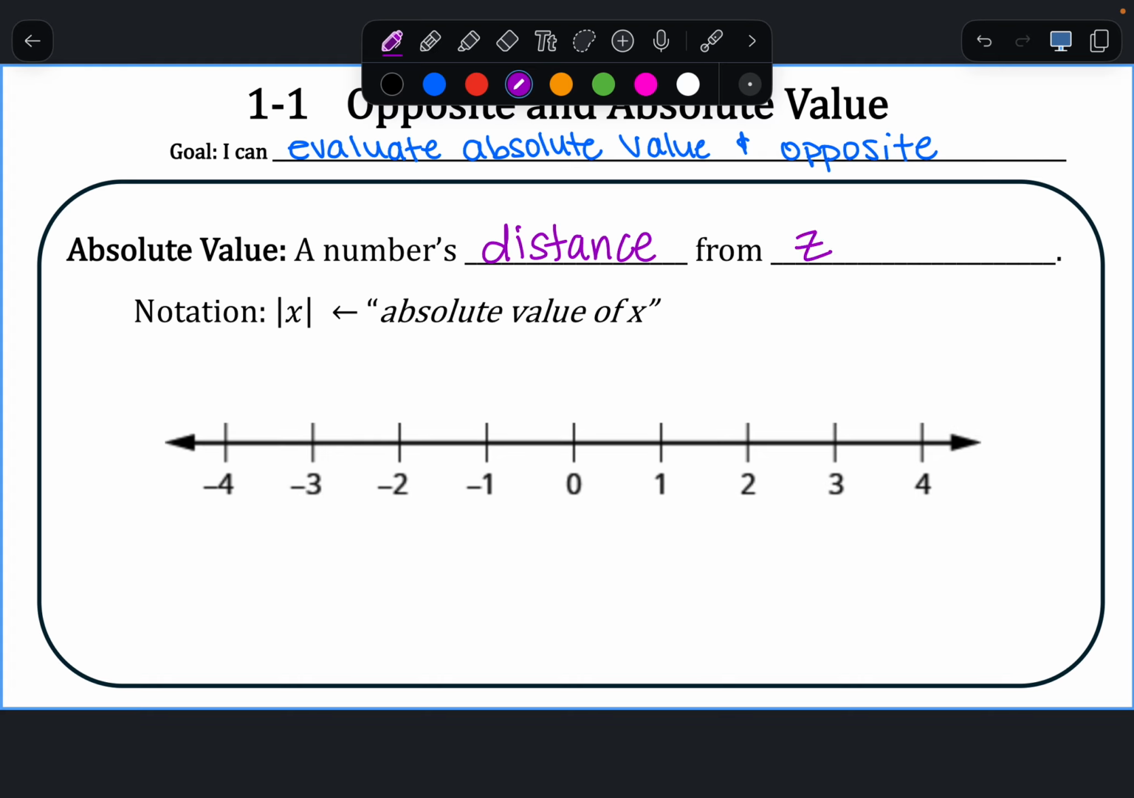from zero. Now, I live 6 blocks away from the school. Would I ever say I live -6 blocks away? Would I ever say I'm going to walk -5 miles? No, that's a long way to walk. We do not measure distance with negatives, okay? So an absolute value is always going to be a positive number because we're talking about distance.